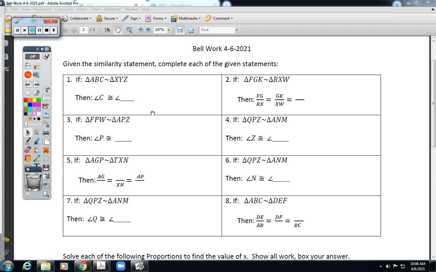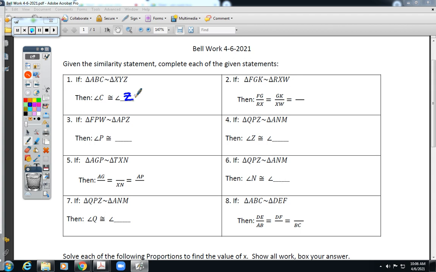On number 1, triangle ABC is similar to triangle XYZ. That tells us that angle C is congruent to what? Z. Good. They both come last in the name, so you should have angle C is congruent to angle Z.